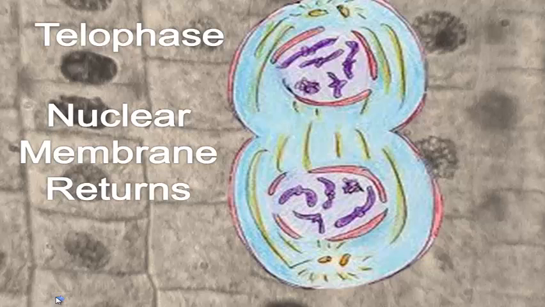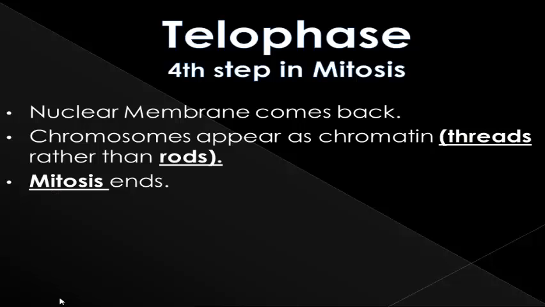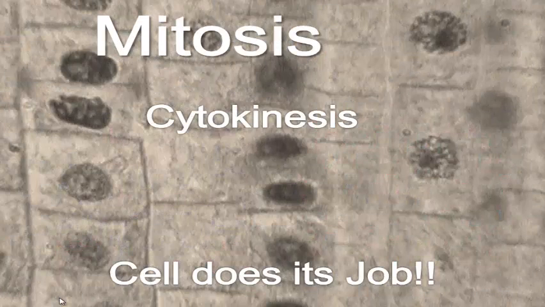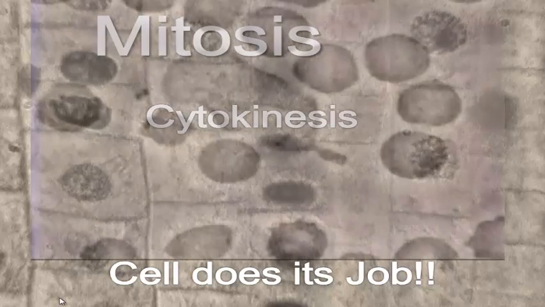Mitosis is a continuous cycle that continues on and on. And it is one of those that will continue in our lifetime so we can grow. Now, when the cell is doing its job, we move to cytokinesis. So when the plant or animal cell is doing what it's supposed to, it does its job, and this is called cytokinesis.